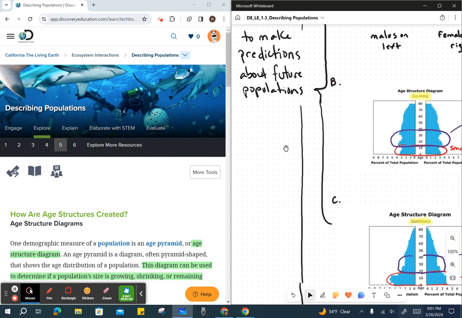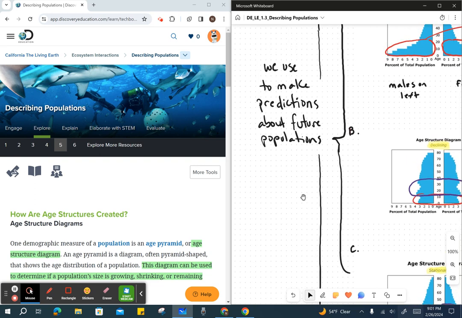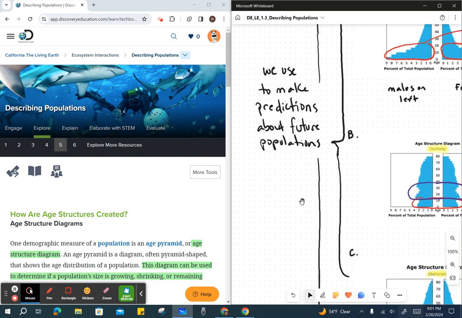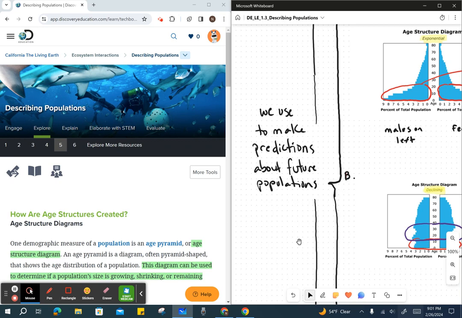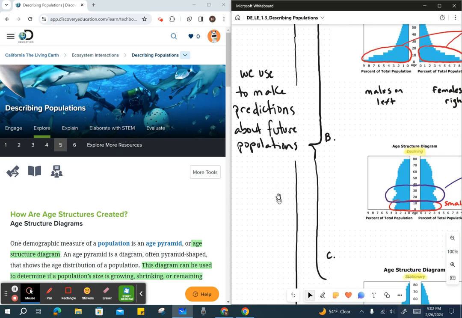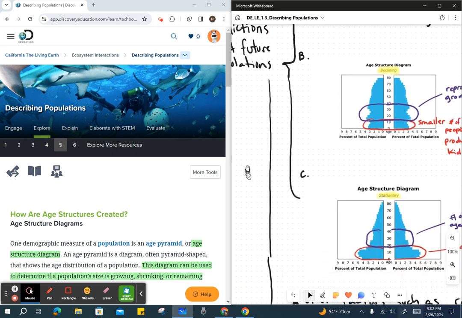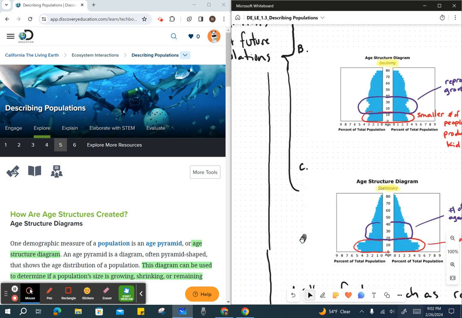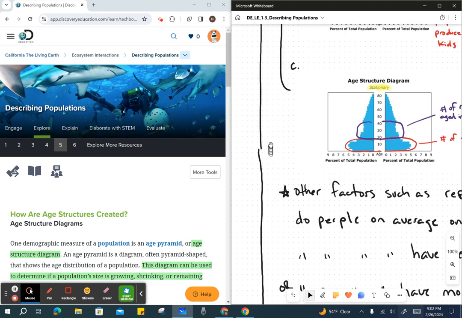Okay, so here we go. What does it say over here? We use these age structure diagrams to make predictions about future populations. Okay, that's all I had written off there to the side. Okay, so I'm going to keep on moving here.